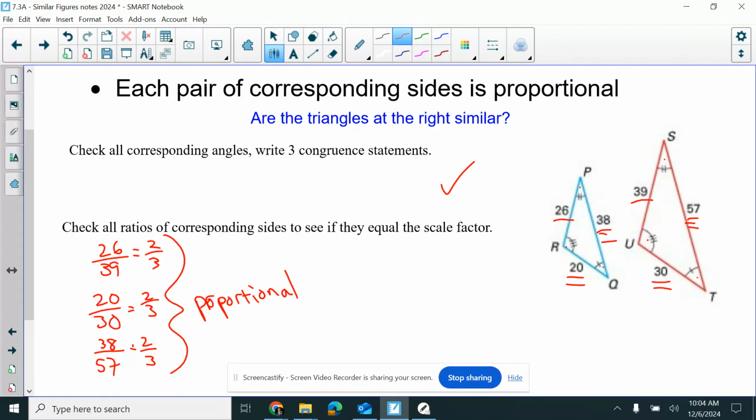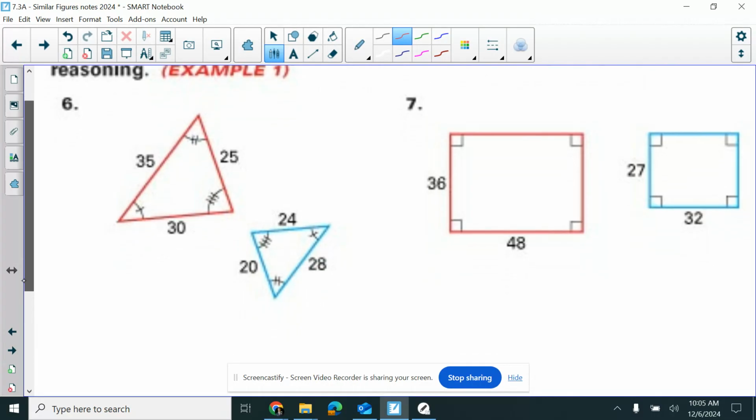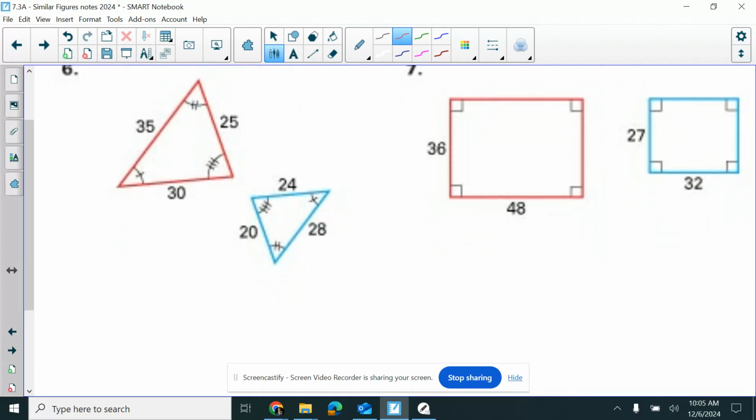So I could write a similarity statement and say that triangle RPQ is similar to triangle UST because they meet those two criteria. That little symbol again means similar. Let's look at another one. There are two more. I'm looking at the angles.